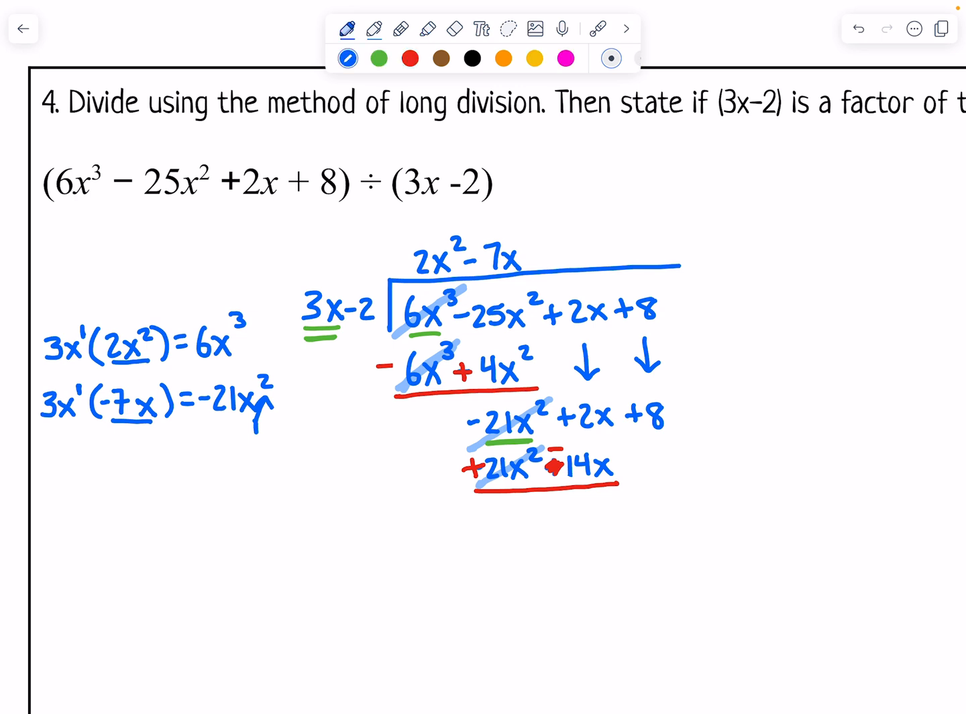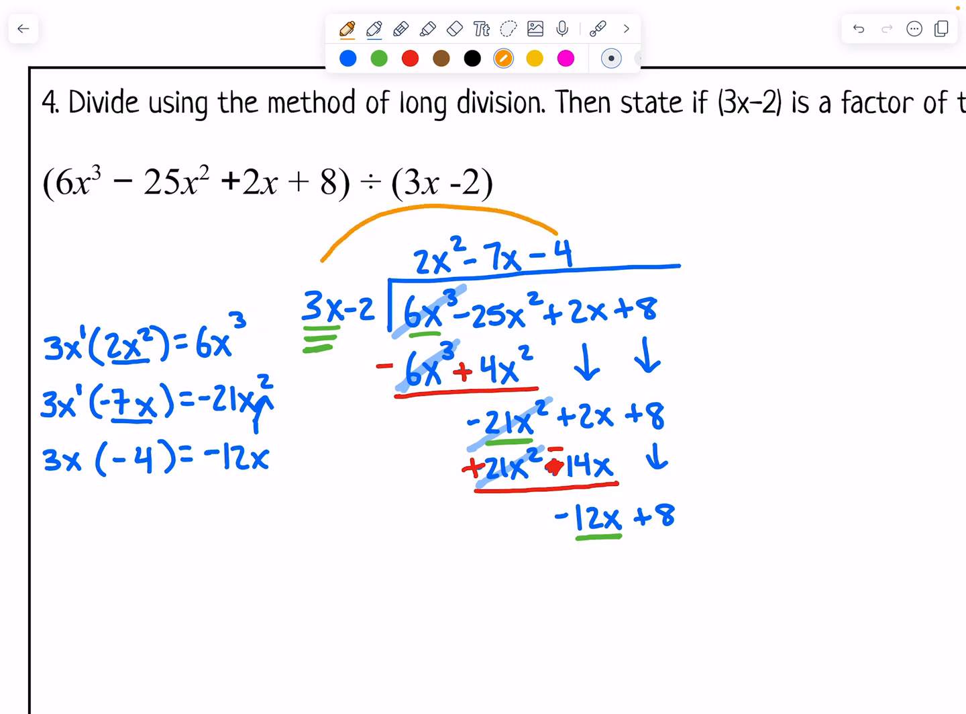So 2x minus 14x is negative 12x. Then just bring down the 8. Then we start over one more time. So we say 3x, what's on the outside? Our first term out there is 3x. Times what would help us get the first term underneath now, which is negative 12x. So 3x times what is negative 12x? And that would just be negative 4. So that's the last term in the quotient.